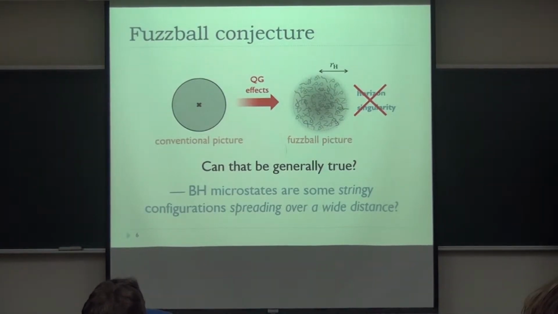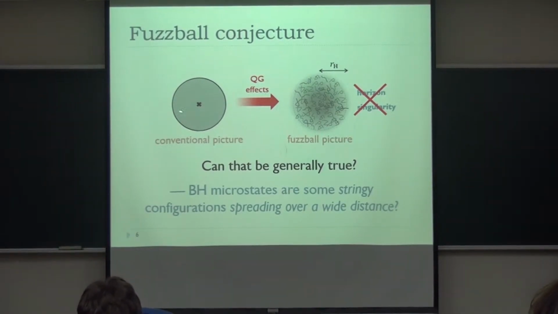Okay, and the Fuzzball conjecture, the third thing I mentioned in the plan, is a conjecture about whether this is a general thing. So conventionally, you have some black hole, but are all the microstates described by some kind of fuzz, which is spreading across a horizon scale, and somehow this has no horizon or singularity? Black hole microstates are some stringy configurations spreading over a wide distance. Can that be true? This is a question.